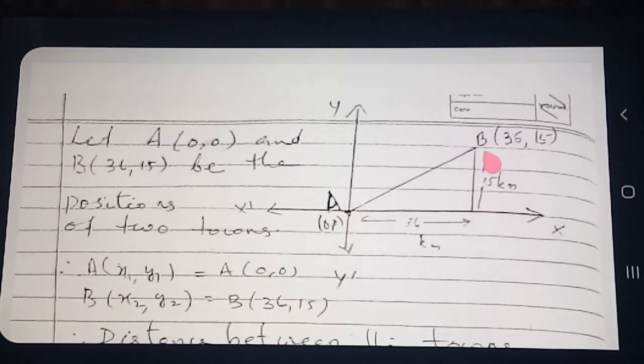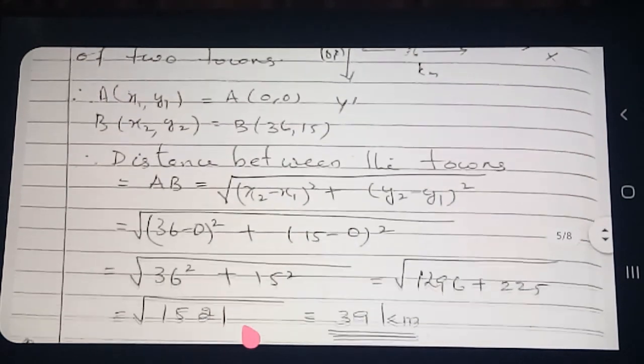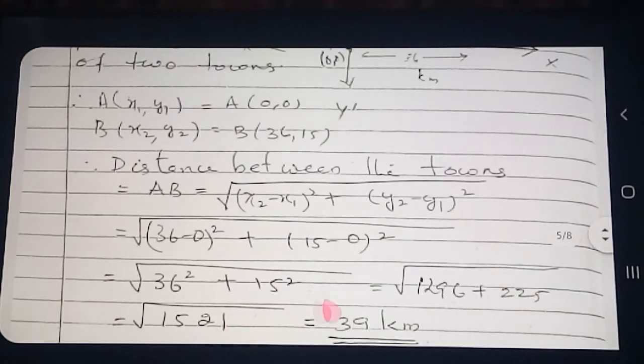You can apply the distance formula, or otherwise you can apply the Pythagoras theorem. But here we are studying coordinate geometry, no? So you apply the distance formula. Your question is, can you find the distance between the 2 towns? Yes. The first town's coordinates you know, the second town's coordinates you also know. Therefore we can find the distance between these 2 towns A and B by the distance formula. Same method, find it out. So you got it, the answer is 39 km. The distance between these 2 towns A and B is 39 km.